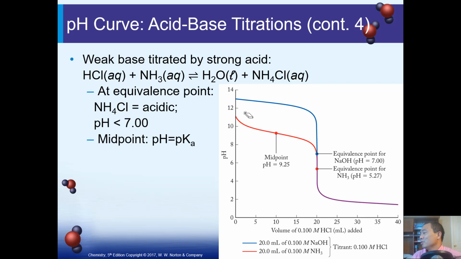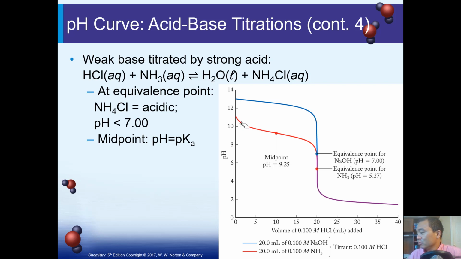Although both of the concentrations are the same, for the red curve over here, because it's a weak base, NH3, you expect the pH you started with to be a little bit lower than that of NaOH. So it is indeed true, you started with the high pH area, but the pH you started with is relatively lower than that of NaOH. Similarly, we need to pay attention to a couple of features over here.